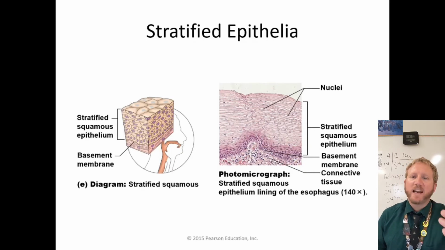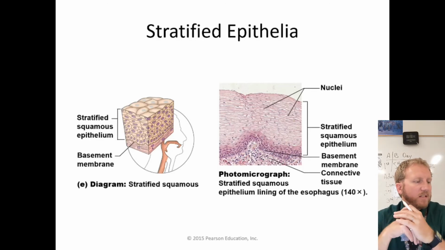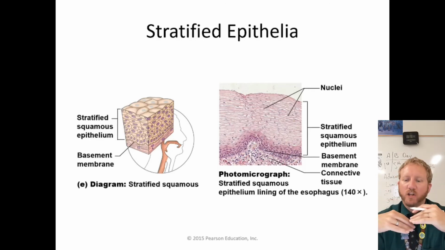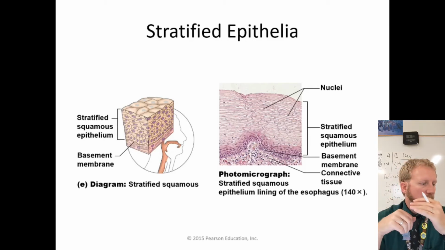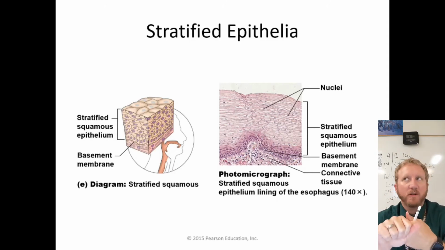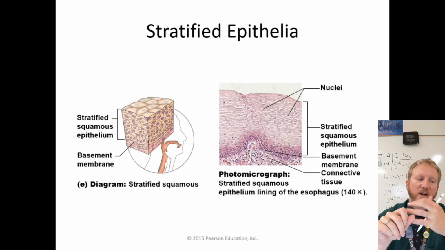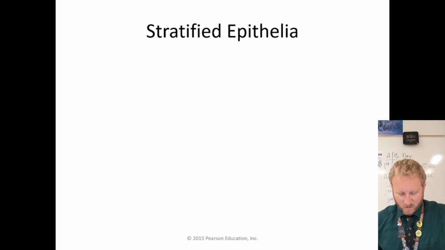Now we get into the stratified stuff. So we've got multiple layers on these. Stratified squamous are stacks, layers of sheets of flattened cells. They're typically found where friction is common, so they serve a protective role. The outer portion of the skin, your mouth and your esophagus are going to be stratified epithelial cells.